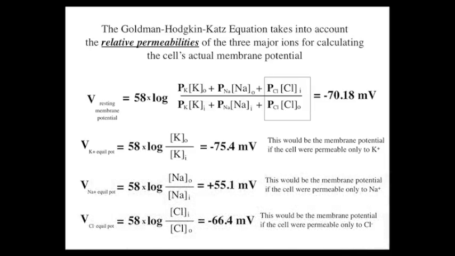And the chloride equilibrium potential would be minus 66.4. This would be the membrane potential if the cell were permeable only to chloride. You also might try calculating that for yourself. It's not hard.